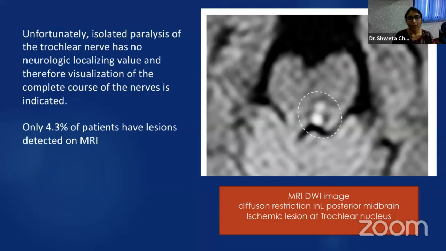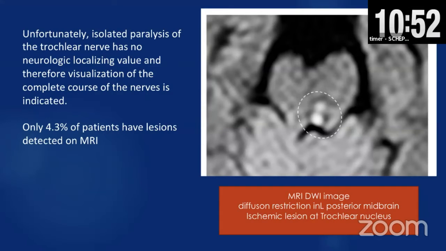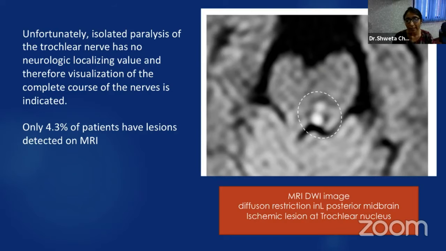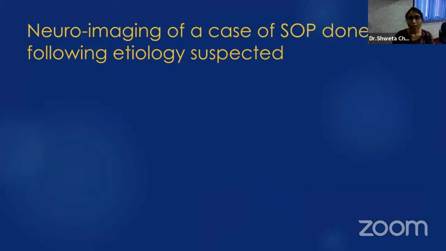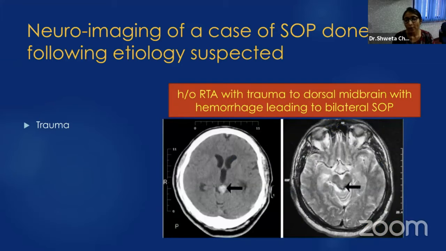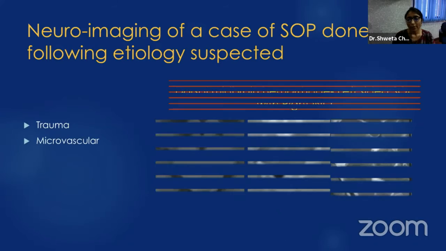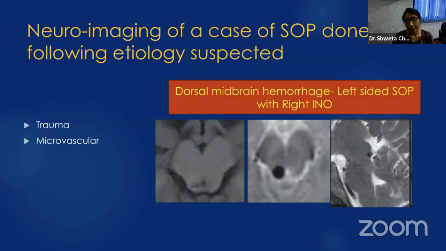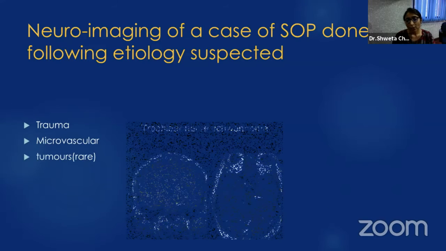Unfortunately, isolated paralysis of the trochlear nerve has no neurologic localizing value, and therefore visualization of the complete course of the nerve is often indicated, but only 4.3% of patients have lesions detected on MRI. So in a case of SOP, imaging is indicated in a case of trauma, where hemorrhage could be detected on the imaging and in the dorsal midbrain. Microvascular lesions can also be seen on MRI. Tumors can also be rarely seen on MRI.